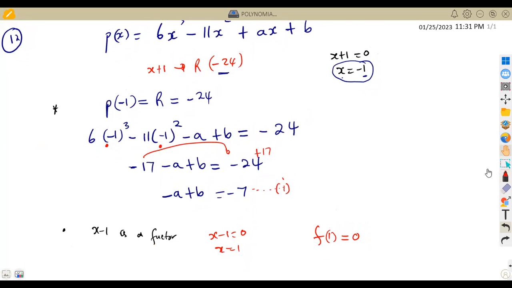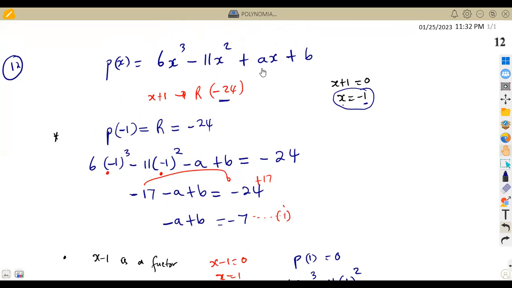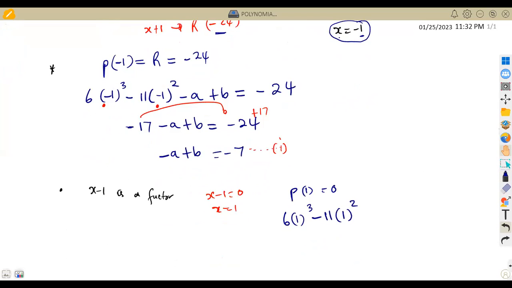Okay, I just have to write it down. So let me just write at this stage here. What I'm trying to say, okay, this is not f, but this is p. We are given a function of p. So this is p of 1, okay? So it means p of 1 must be equal to 0 here. In place of x, we are going to substitute 1. So it's going to be 6 into 1 to the exponent of 3 minus 11 into 1 to the exponent of 2. Then on this part, take note, this is ax, and our x is 1. So 1 times a, that's a. So it is going to be plus a plus b is equal to 0.